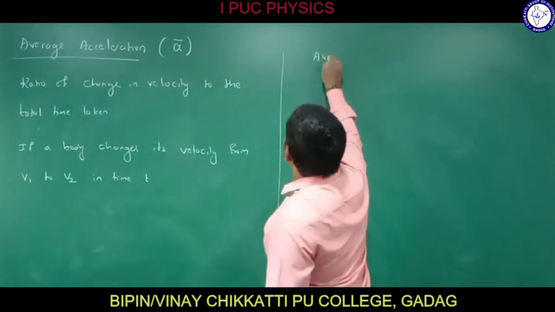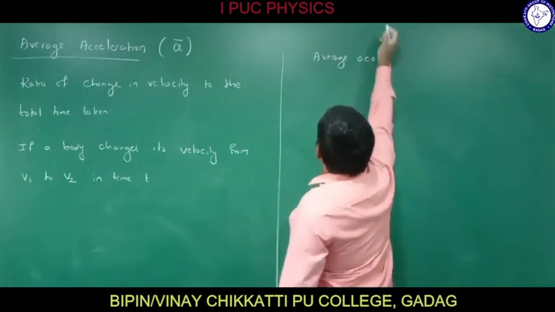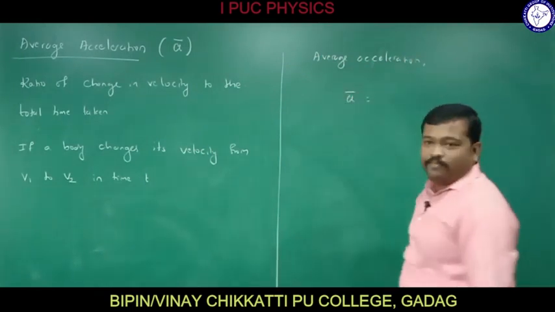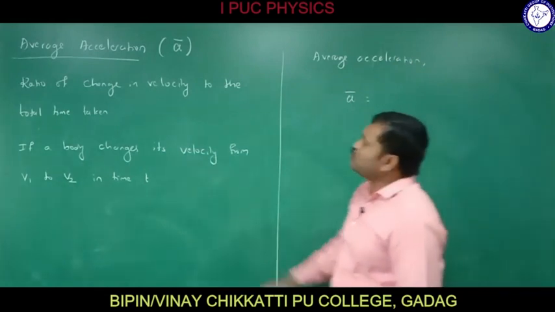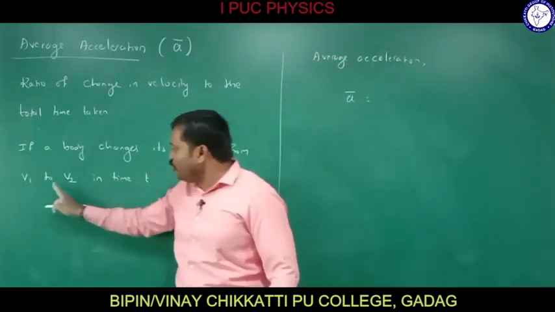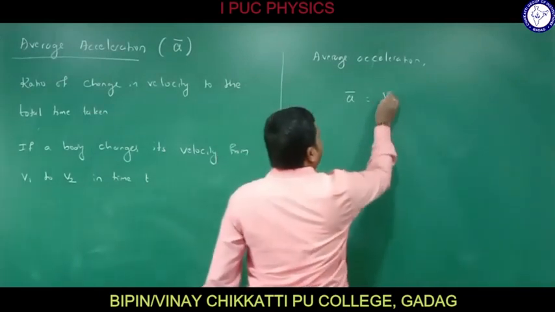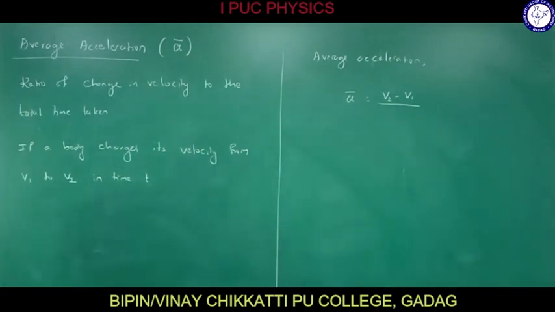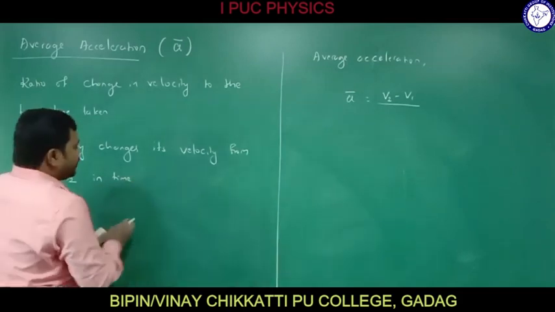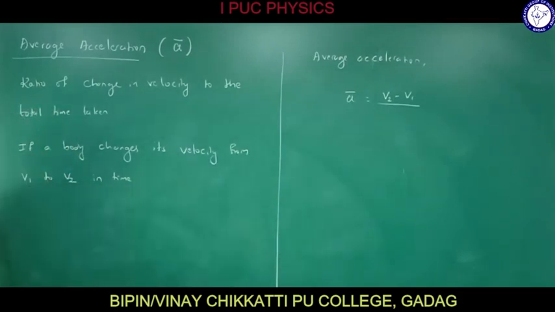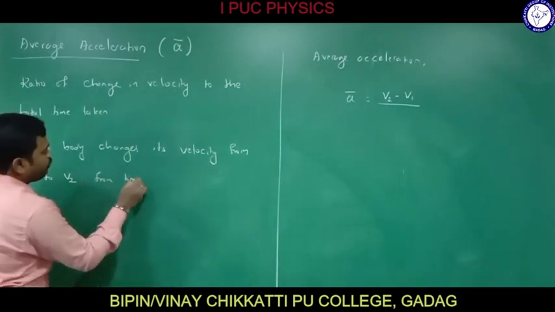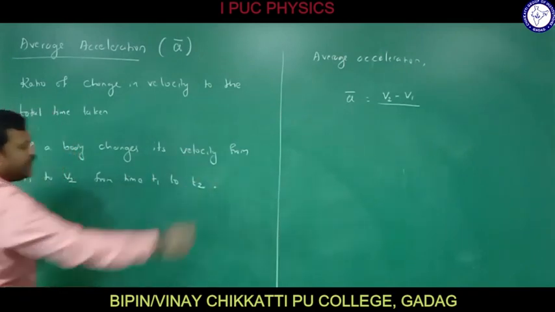So what is average acceleration? Let me write here. Average acceleration is denoted by a bar. It is the total change in velocity. What is change in velocity? v1 to v2. So shall I write it like this: v2 minus v1, right? If a body changes its velocity from v1 to v2 from time t1 to t2. Let me write that also, from time t1 to t2. Let me take both also.